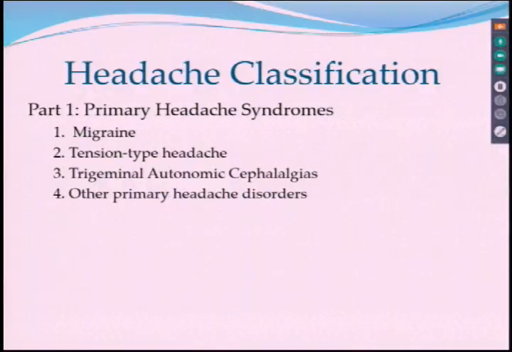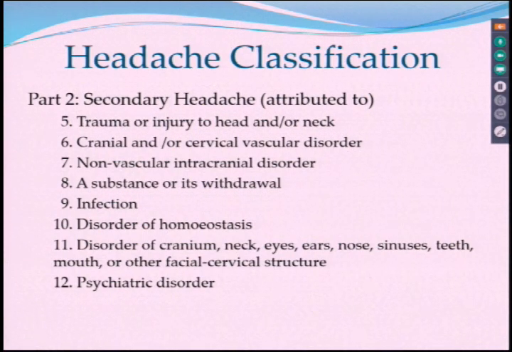So we talk about headache classifications, and there are four basic primary headache syndromes, which are migraine, tension-type headache, trigeminal autonomic cephalgias, which would be a cluster headache, and cluster headaches have a lot of autonomic symptoms associated with them. And then other primary headache syndromes. Next, we have secondary headache syndromes, so those related to trauma or head injury, cranial or cervical vascular disorders, so aneurysms, pseudoaneurysms, or artery dissections can cause headaches and have a variety of symptoms that can also be associated with migraine. Non-vascular cranial disorders, substances or their withdrawal, infection.